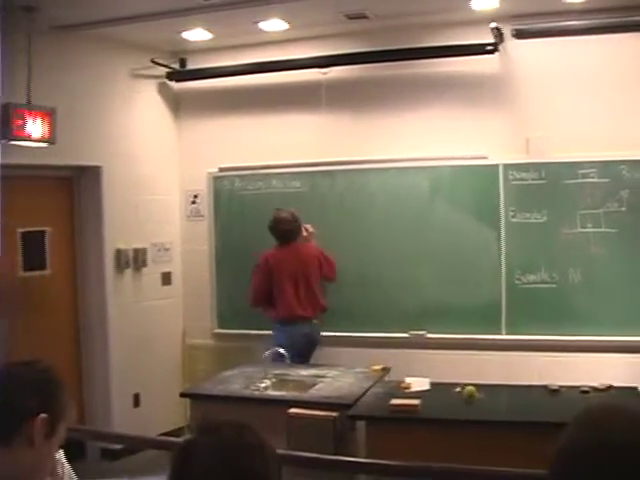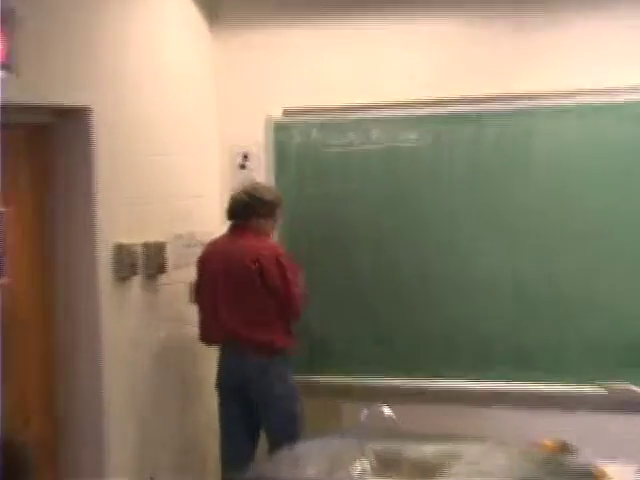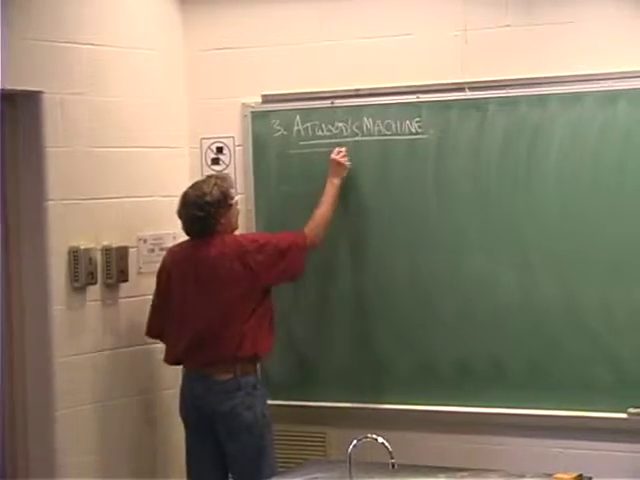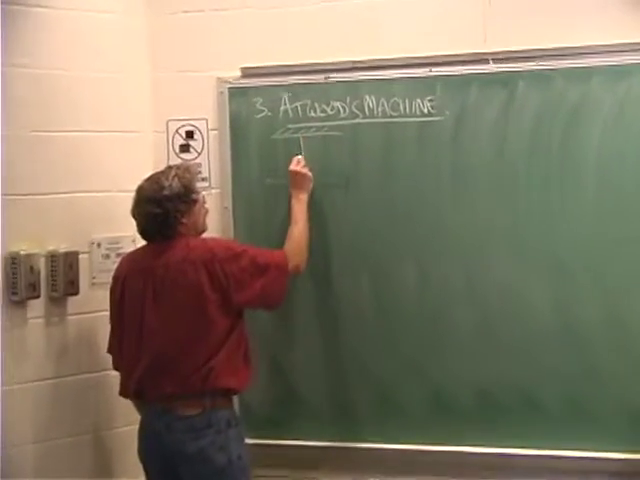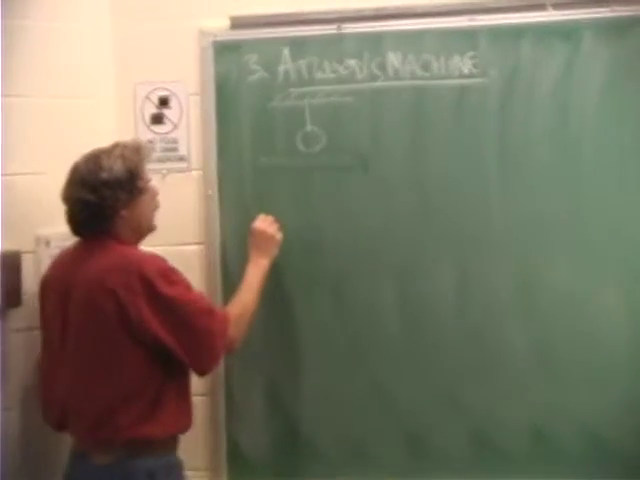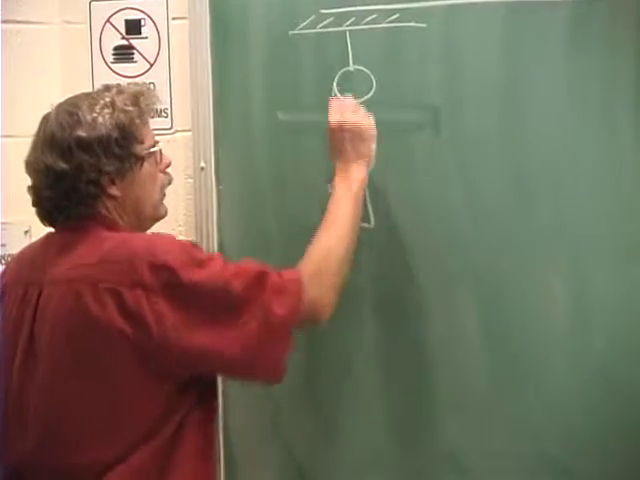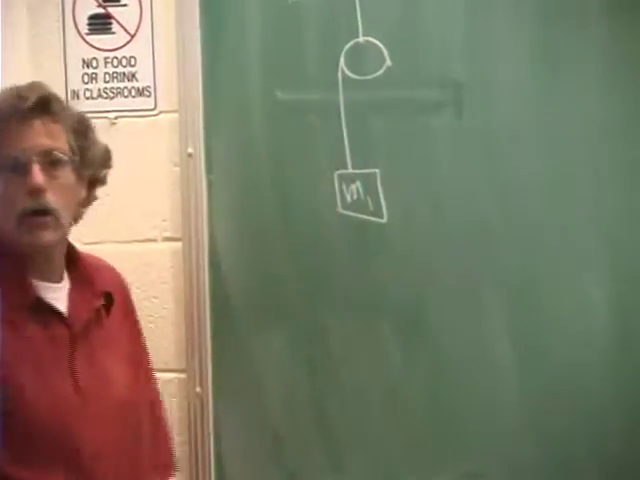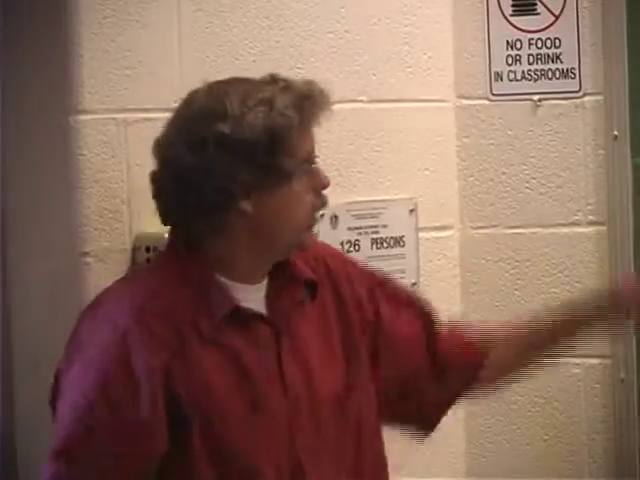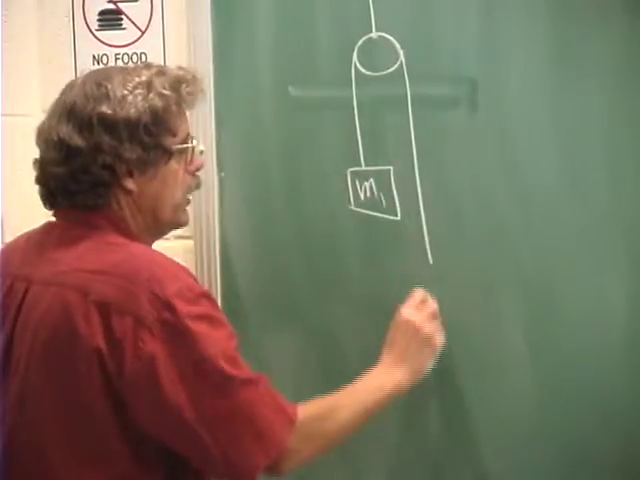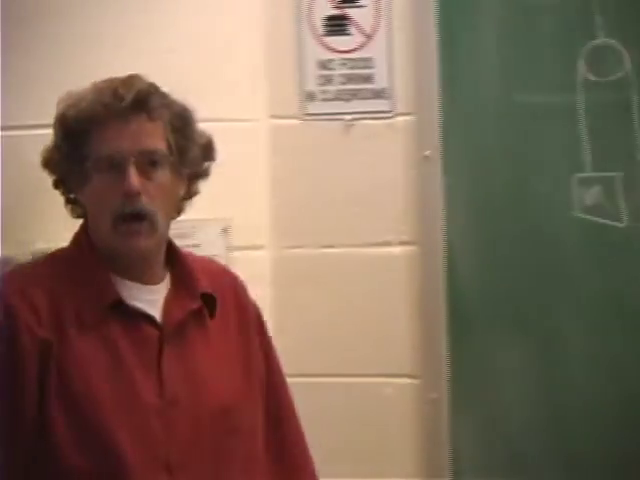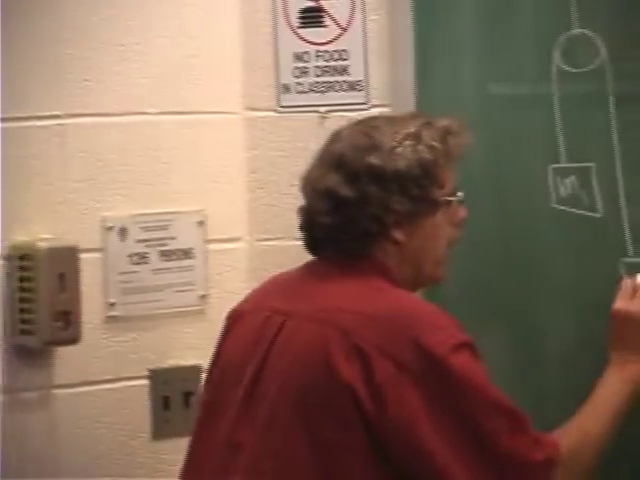Atwood's machine consists of 2 masses hanging from a pulley. So I've got a pulley suspended from the ceiling. There's the ceiling, pulley, and now I've got 2 masses hanging from it. One on this side I'll call M1, and then it goes over this massless frictionless pulley, as you can see, clearly massless frictionless, and a nice massless rope also, and down here I've got M2 dangling from that side.